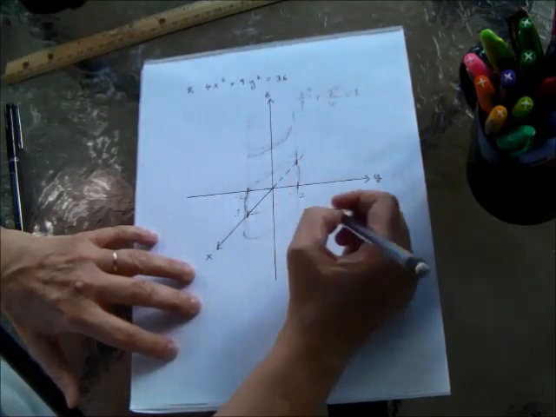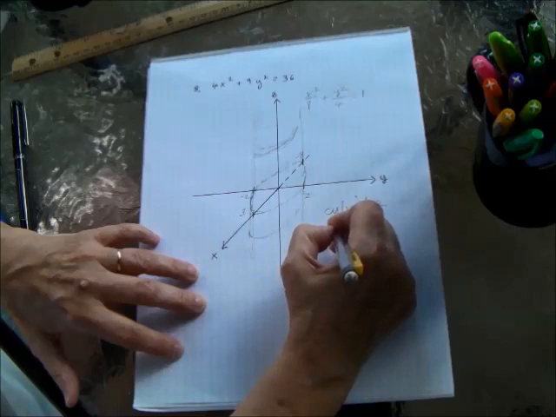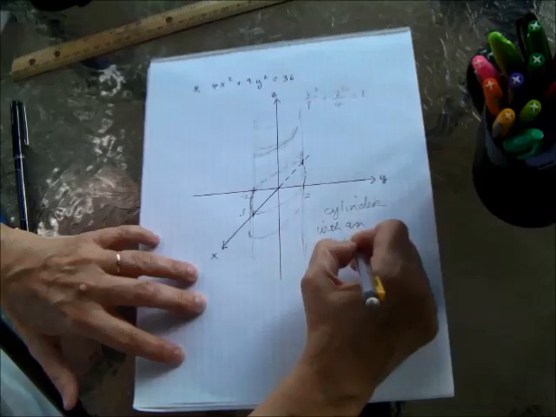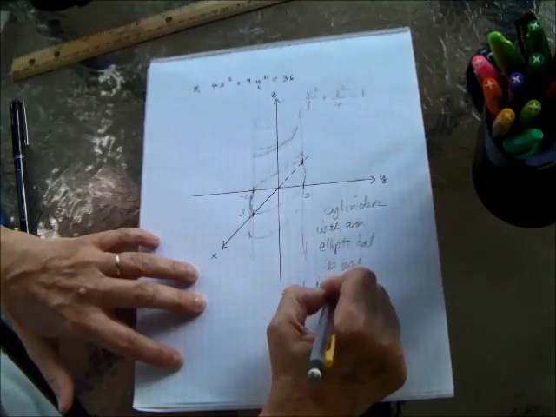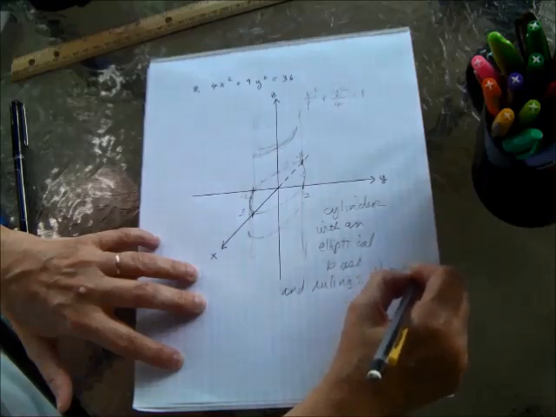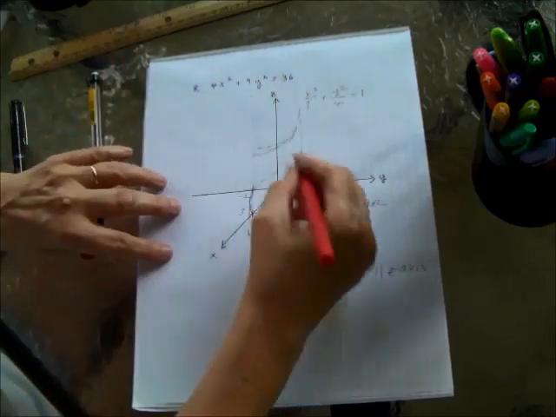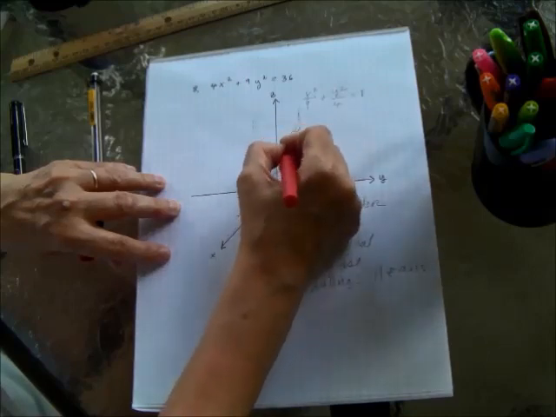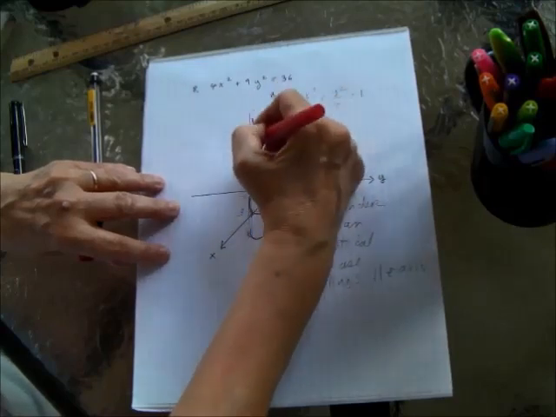So something like that. So again, this is a cylinder with an elliptical base and rulings, again, parallel to the z-axis. And if I were going to hand this in for a grade, I would pretty it up a little bit. You know, draw it nice.